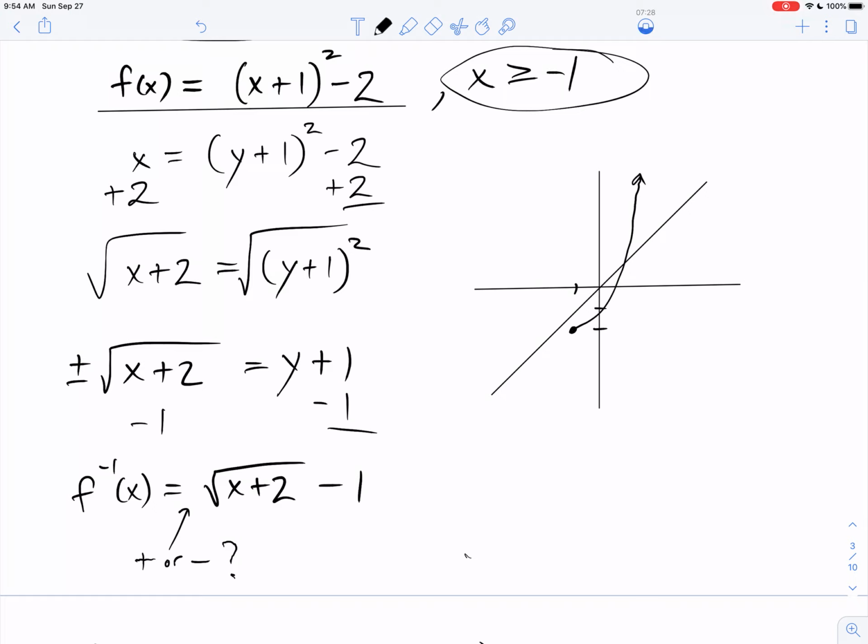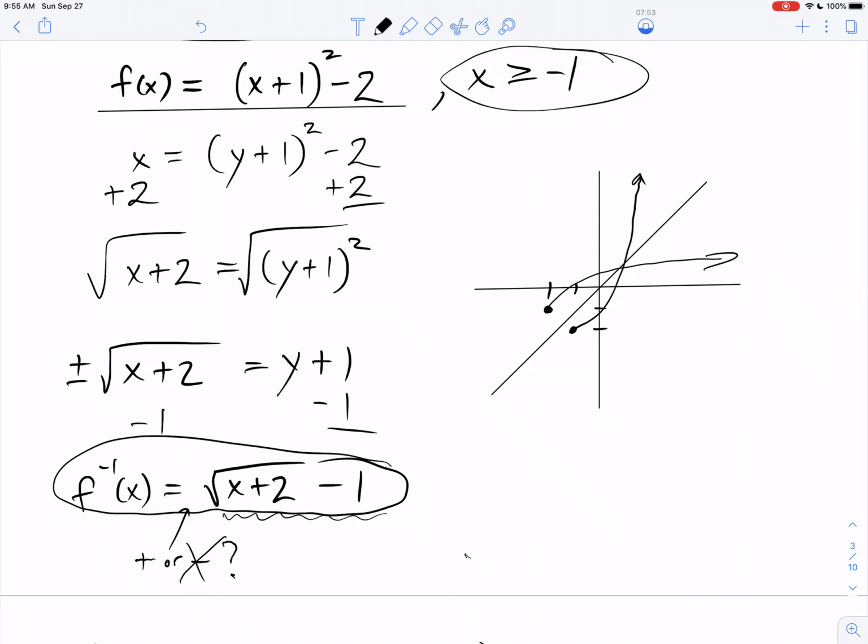Well, if it's going to be this side of my parabola, that would mean when I graph this inverse here, I'm going to go left 2, down 1. To make this thing look symmetric, I would have to draw this type of graph to make it work, which would mean it's definitely not the negative. So I would want the positive version only to make this work out.